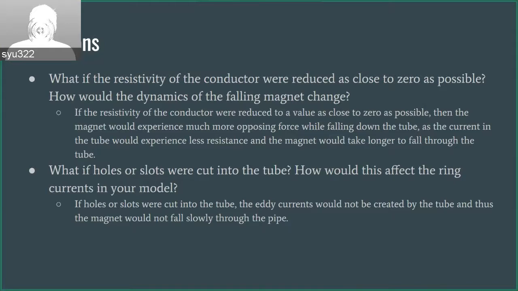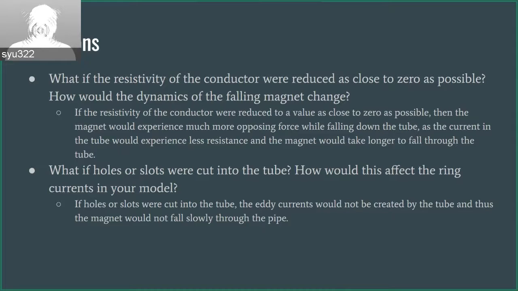So the final questions. What if the resistivity of the conductor were reduced as close to zero as possible? How would the dynamics of the falling magnet change? Well, I thought that if the resistivity of the conductor were reduced to a value as close to zero as possible, then the magnet would experience much more opposing force while falling down the tube, as the current in the tube would experience less resistance, and thus the induced current in the tube would be much stronger. And because the induced current in the tube is much stronger, therefore the induced magnetic field would be much stronger, and the magnet would take much longer to fall through the tube.